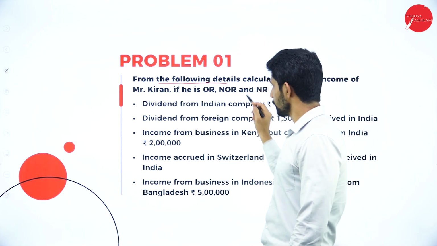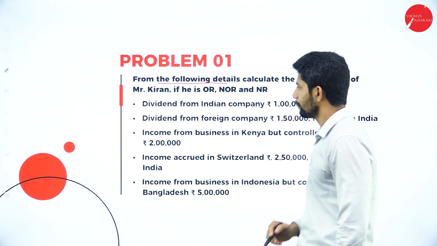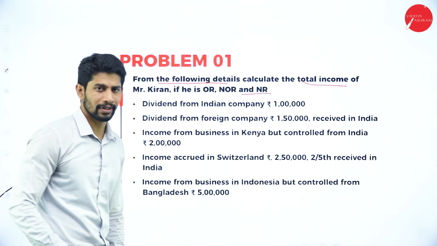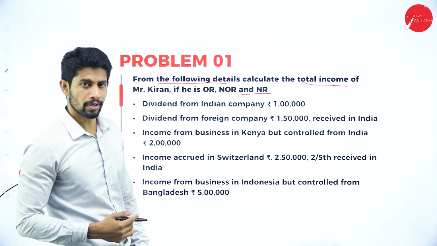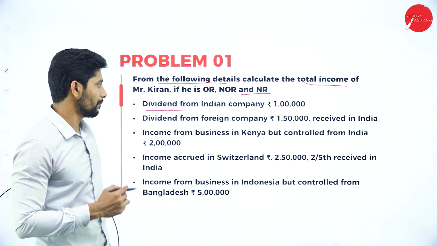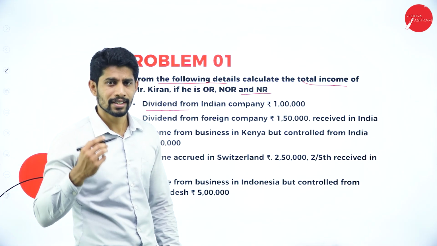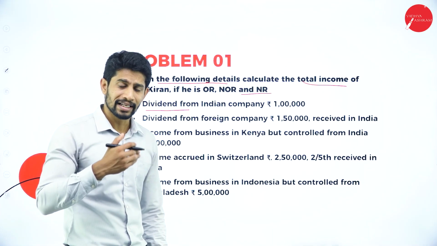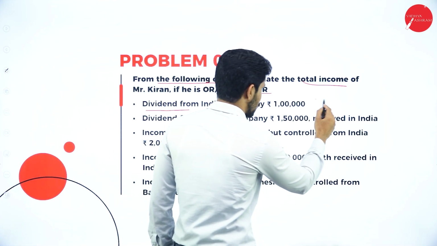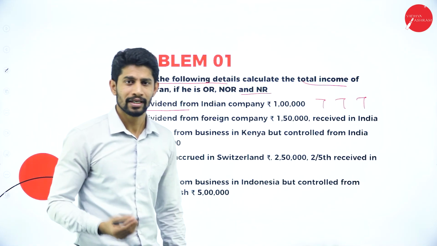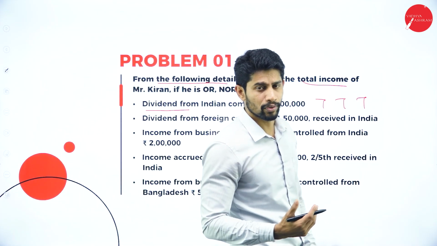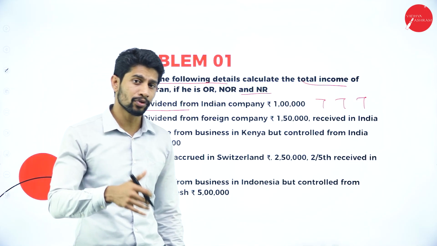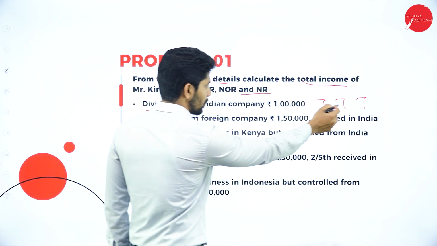First problem: from the following details, calculate the total income of Mr. Kiran if he is an ordinary resident, not ordinary resident and non-resident of India. That means under all three heads we are supposed to compute. Dividend received from an Indian company. If you are receiving any income in India, what is the treatment? Taxable, taxable, taxable. Any amount received in India, arising in India, accrued in India or brought to India, or any income deemed to be Indian income, the treatment is taxable, taxable, taxable.